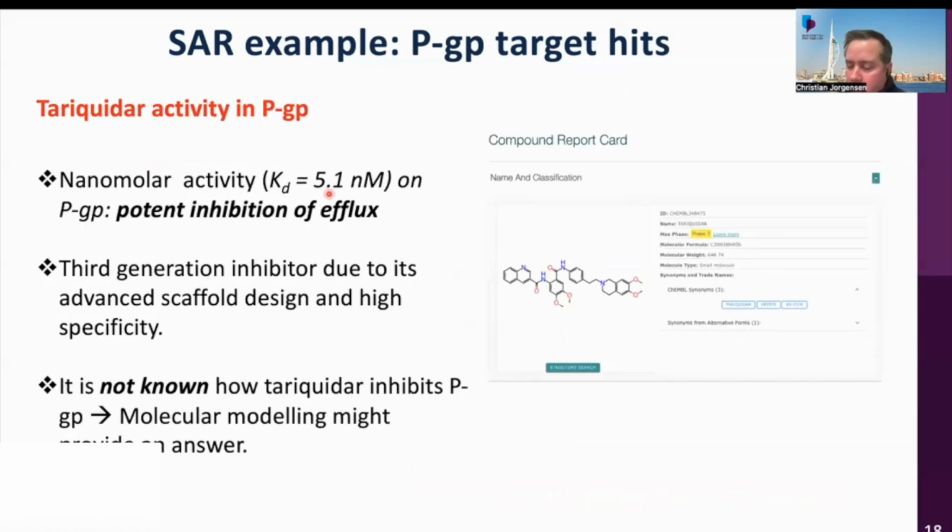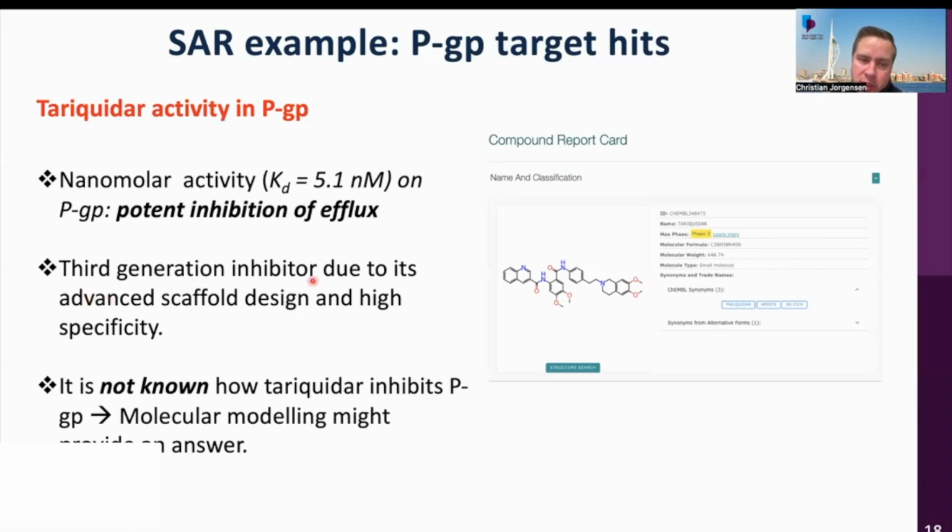Okay, let's look at a little bit more information on tariquidar. So tariquidar has nanomolar activity, meaning it has a KD of 5.1 nanomolar on PGP. So it is really a potent inhibitor of efflux. It's nearly sub-nanomolar. This is very good. Something that would be in the micromolar regime would not be very good, but this is nanomolar. It means you need a very small concentration of the inhibitor to stop the efflux.